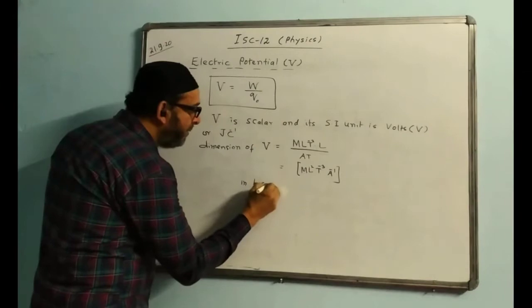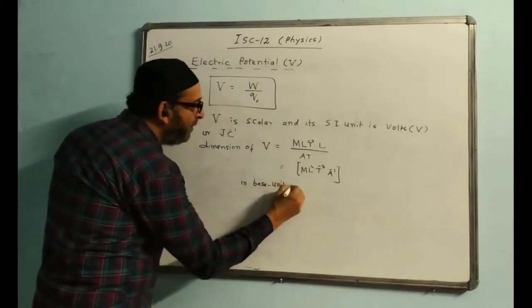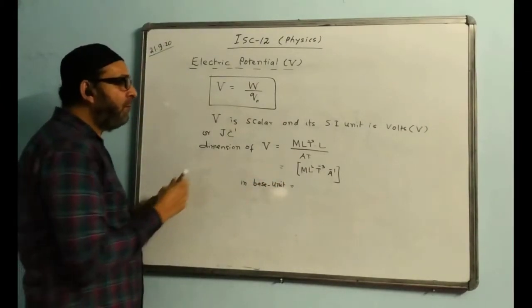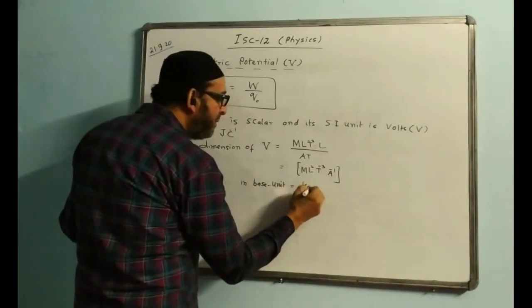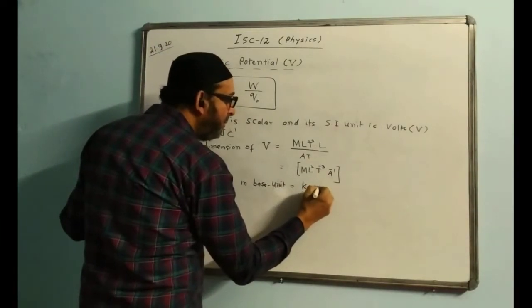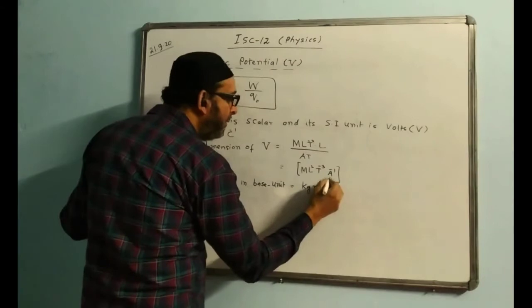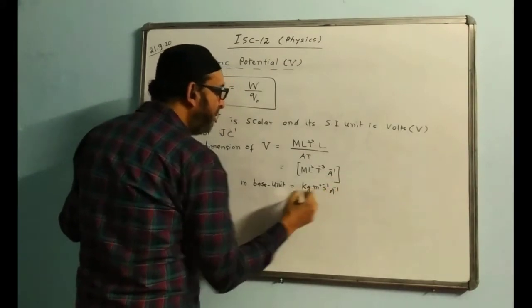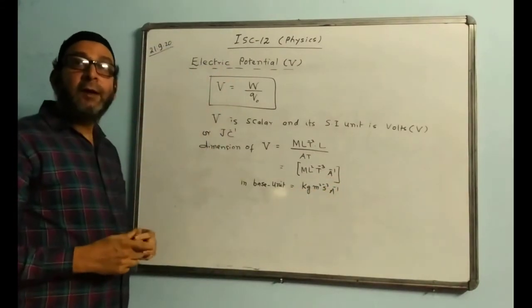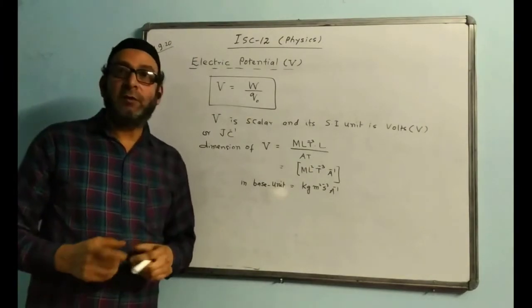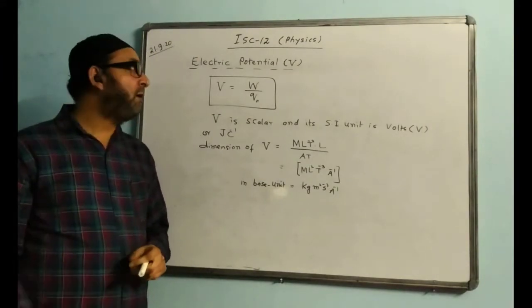the base unit is the SI unit. SI is the fundamental unit. In base units, mass will be kg, we write it kg. Length will be meter square times second, and this will be ampere. This came in the IC exam one year, they had given this question. The question was getting 1 mark and it was like this.